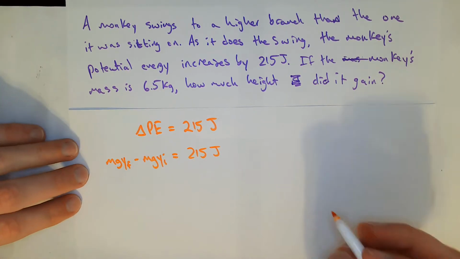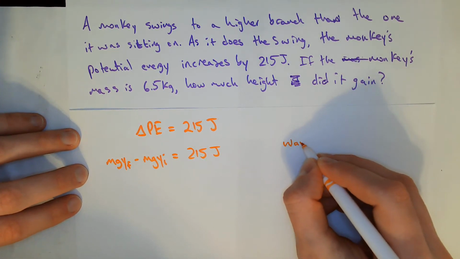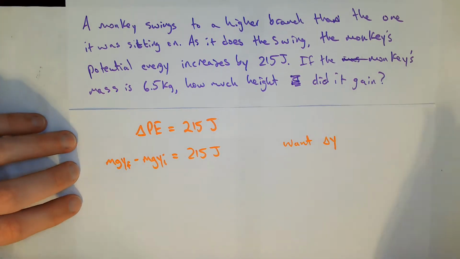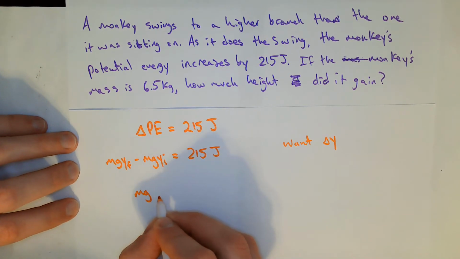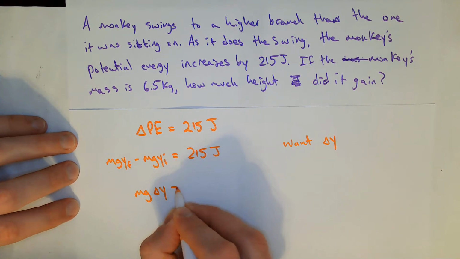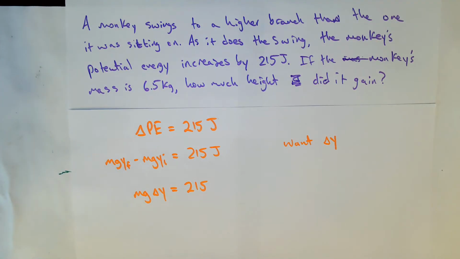And what do we really want? We want change in height, or how much height did it gain, so we want delta y. So instead of writing it this way, probably better to compact it back into mg delta y, because we can't figure out what height the monkey was at and what height it ended at, right? Not individually. We can't find y final and y initial individually. We can only find out how much height the monkey gained.